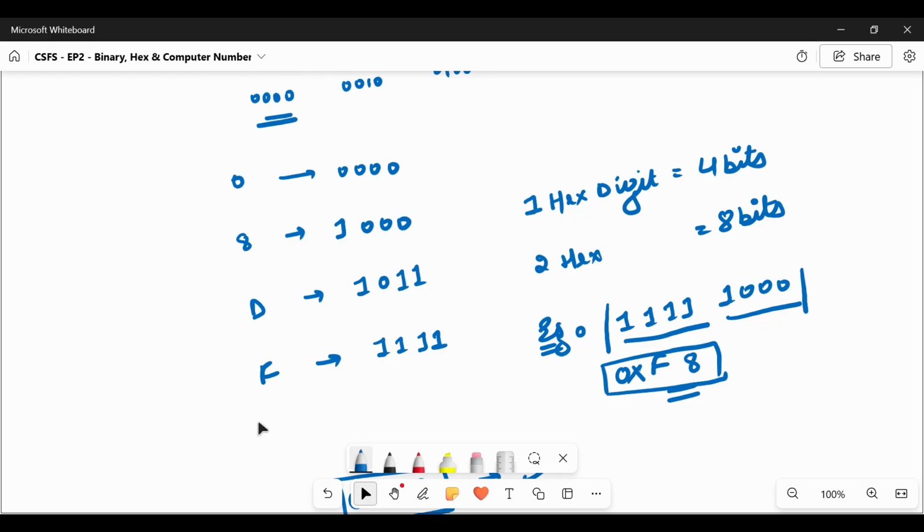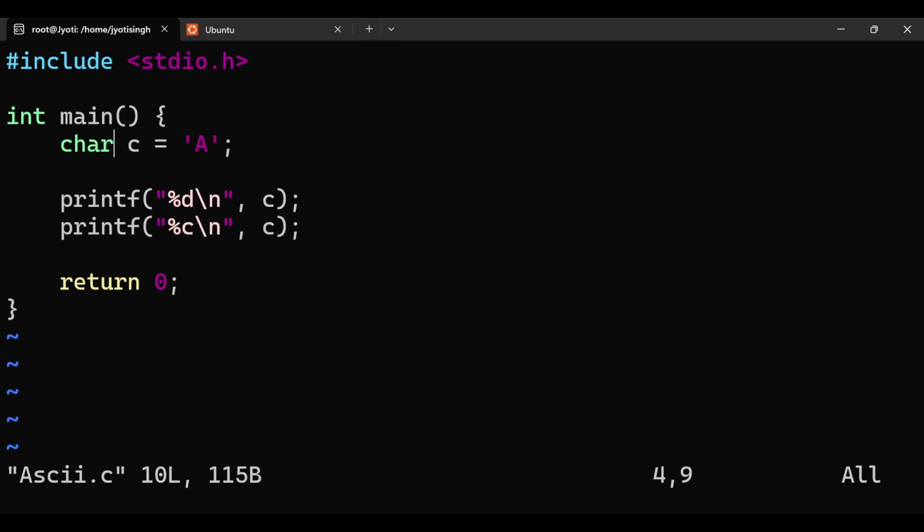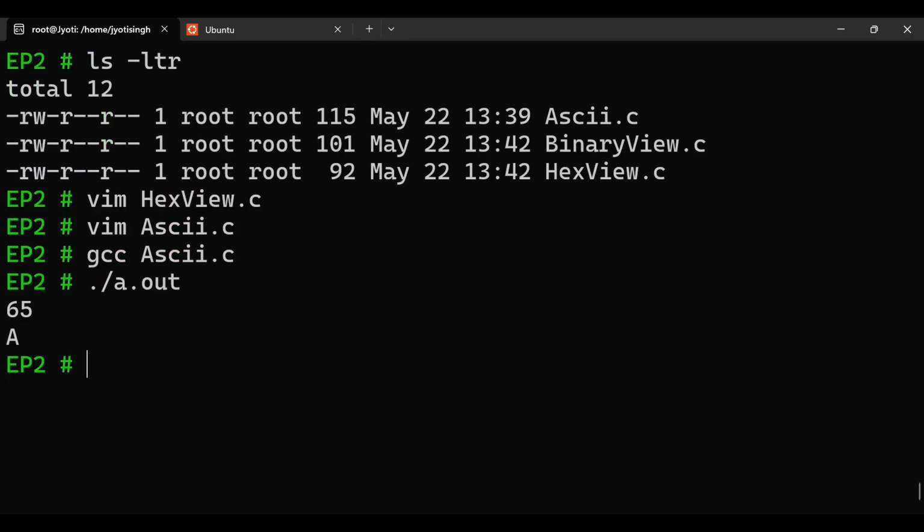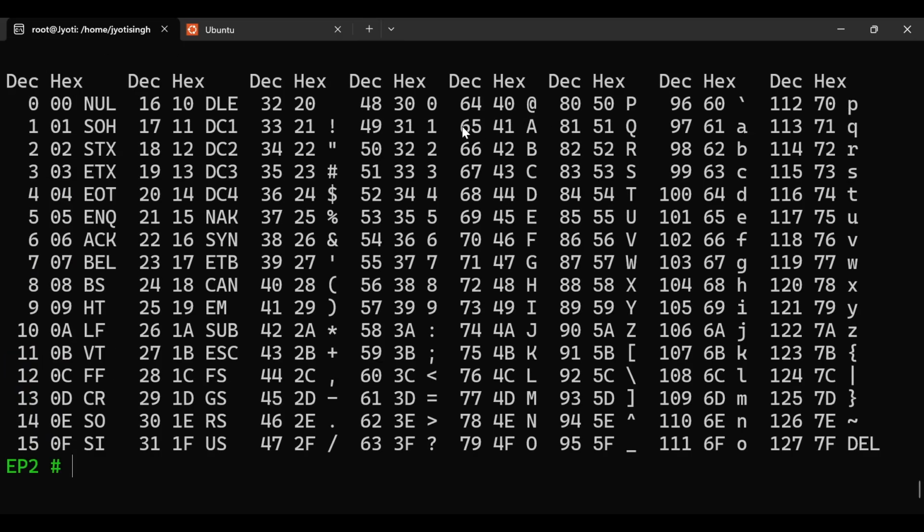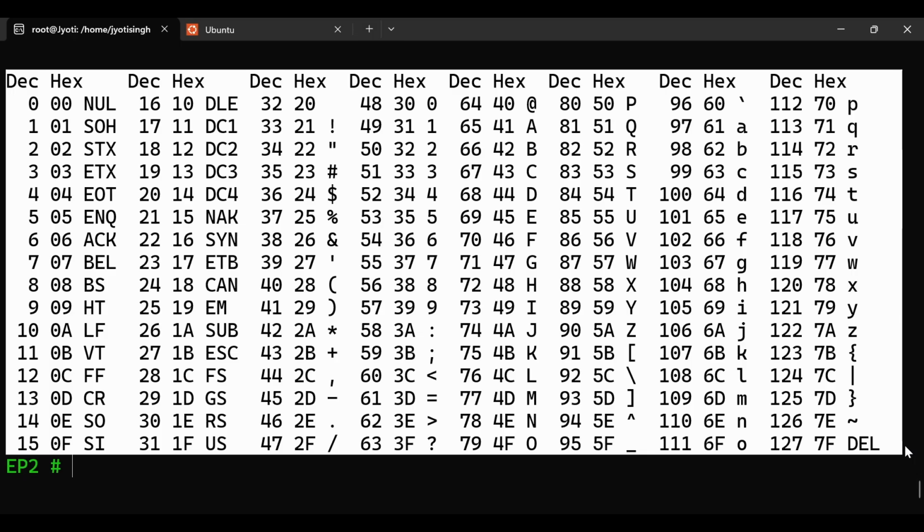Let me show you an example. I have a character variable where I have stored A and printed the representation in the decimal and character form. Let me show you. 65 and A, where does this 65 come from? Same bits but different representation. Let me show you an ASCII table. So 65 in decimal is 41 in hexadecimal, and that represents the character A. In a similar way we have a complete representation of every value in hexadecimal format.